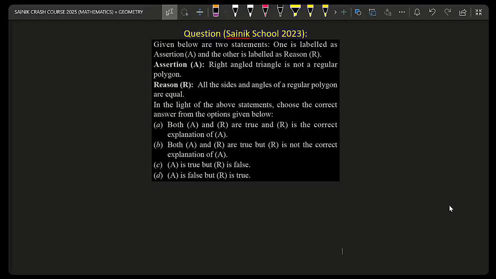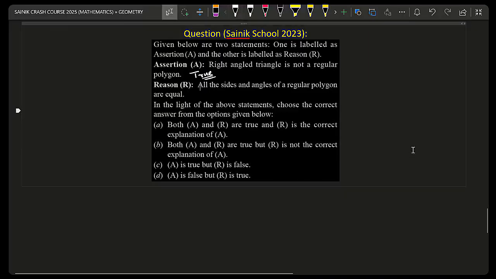I am saying that the angles are not equal, okay? If the angles are not equal, can it be an equiangular polygon? No. And if it is not equiangular, it is not regular also, right? Yes, the answer you gave is correct. The assertion became true: a right angle triangle is not a regular polygon. Now, who will discuss this reason?